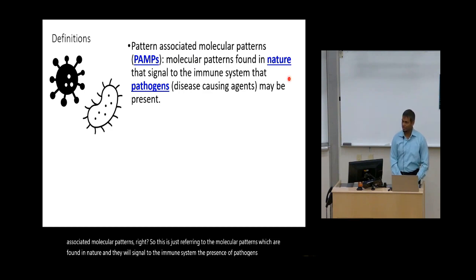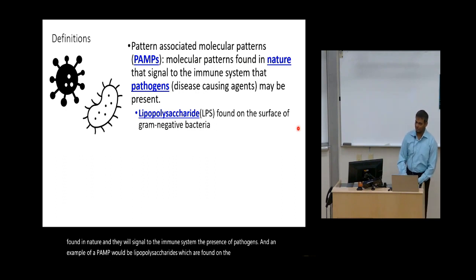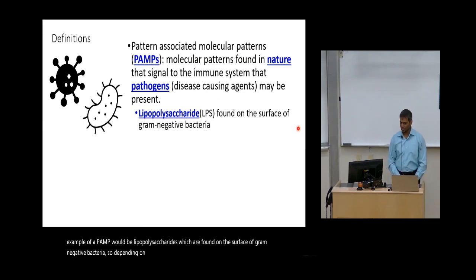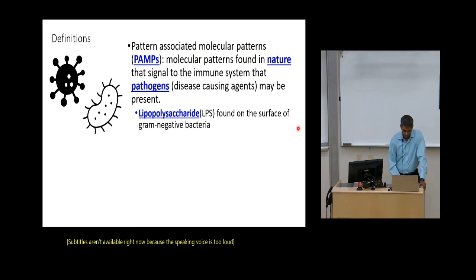And an example of a PAMP would be lipopolysaccharides, which are found on the surface of gram-negative bacteria. So depending on the proteins which are found on various kinds of pathogens, they can serve as PAMPs, and those patterns can be recognized by the immune system.